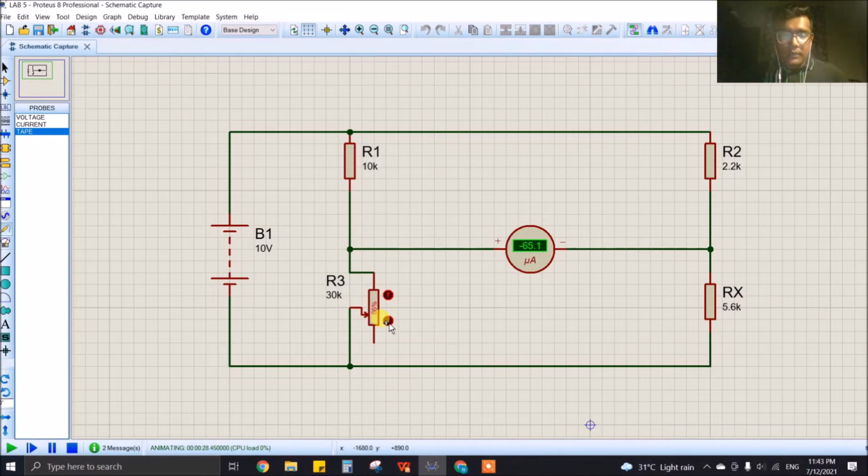As you can see, when we increase the resistance, the value of the current is also decreasing. So let's go straight to 0. Okay, as you can see, we cannot achieve the 0 value according to this parameter setting based on table 5.1. The ammeter reading shows 0.41 microampere, which is the nearest to 0.